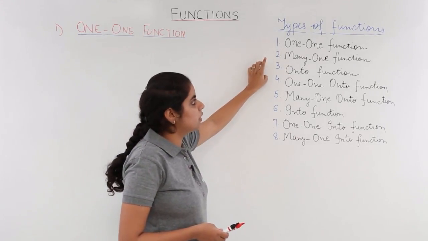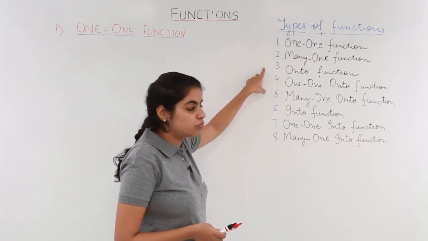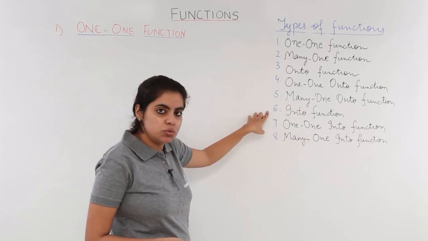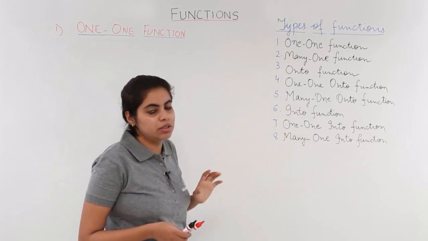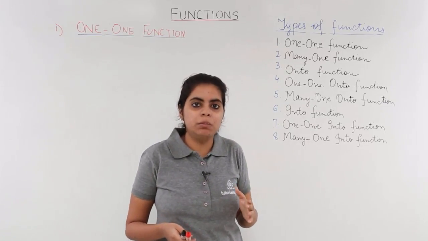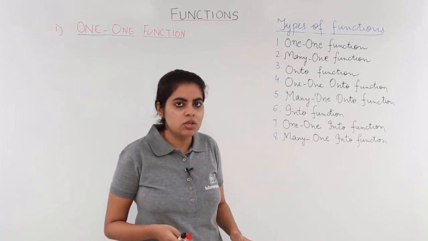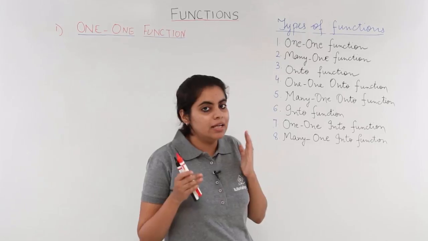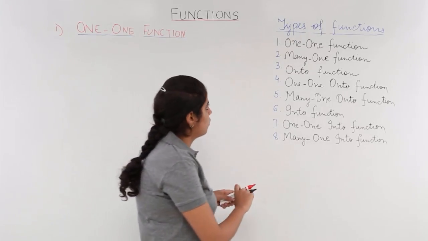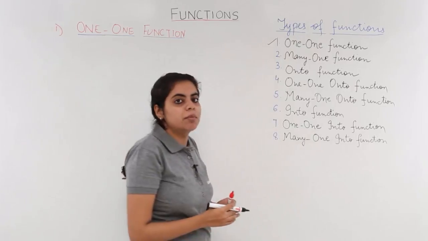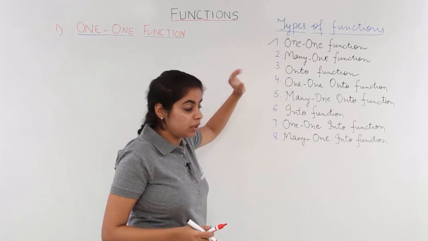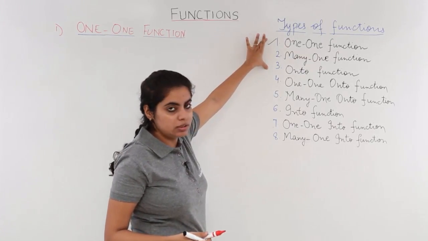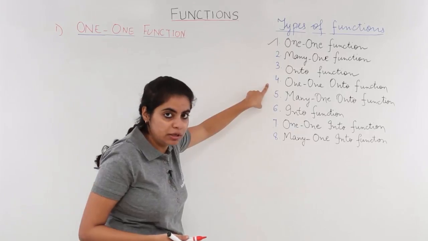The first one is one-one function, many-one function, onto function, one-one onto function, many-one onto function, into function, one-one into, many-one into. Now some of you might be bewildered by these names, so do not get confused as to how these many types have been made. It is just that one-one is a type of function, many-one is related to one-one, onto is a different type of function, and with one-one and onto, we have got one-one onto.